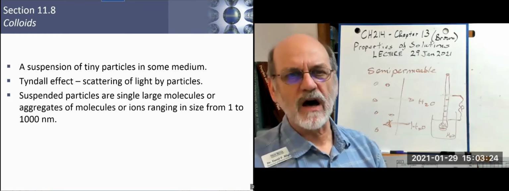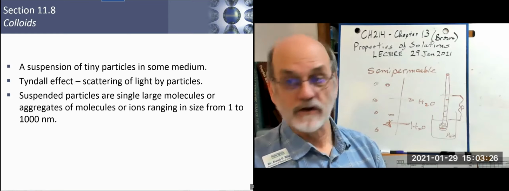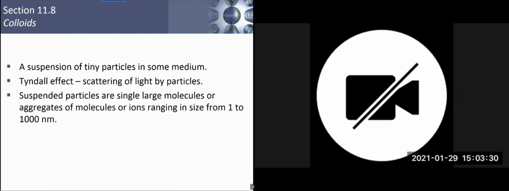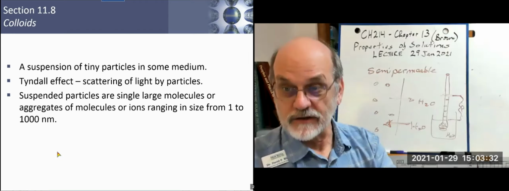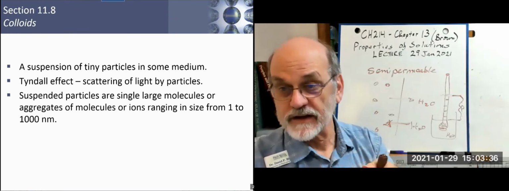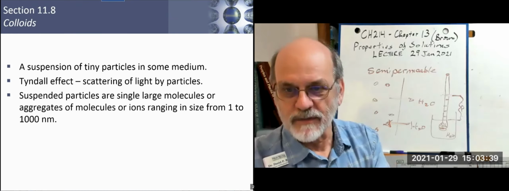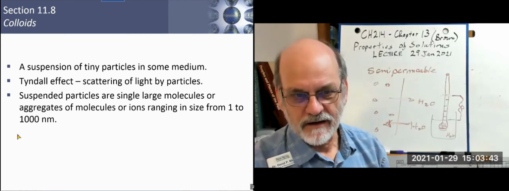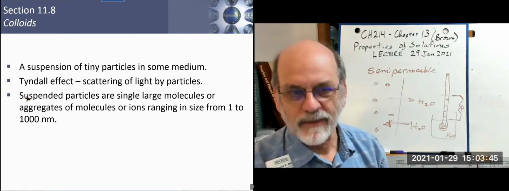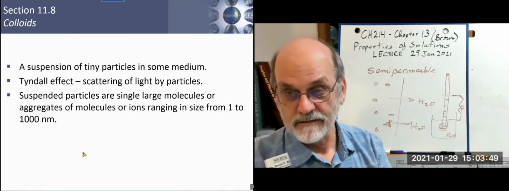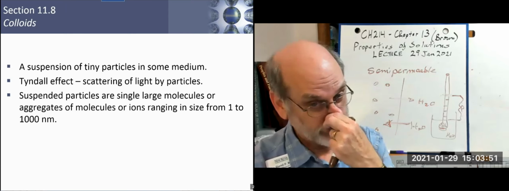What's an example of a colloid? Jello. Jello is a colloid of gelatin, which is a protein in your solution. And then, of course, you add other things that are actually in solution to make it sweet or tart or flavored or whatever. But the predominant particle in there is the protein, gelatin.